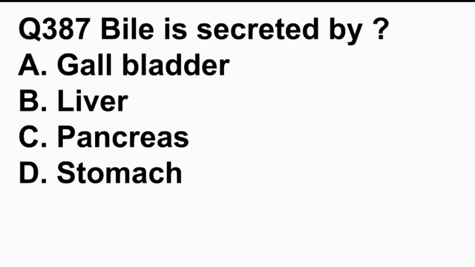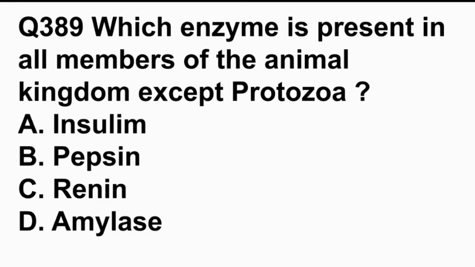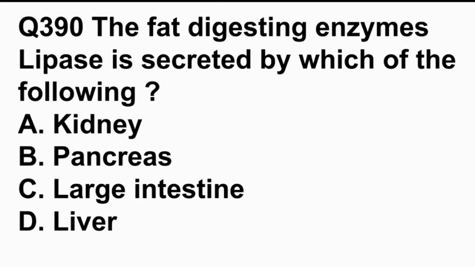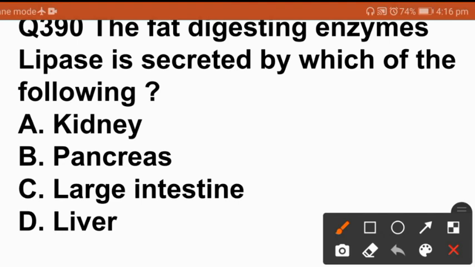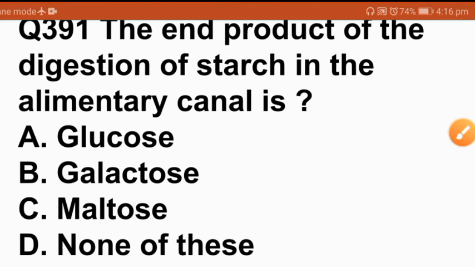A. Gallbladder. Which of the following group of organisms digest their food before it actually enters the organism? B. Bacteria and fungi. Which enzyme is present in all members of the animal kingdom except protozoa? D. Amylase. The fat digesting enzymes lipase is secreted by which of the following? B. Pancreas. The end product of the digestion of starch in the alimentary canal is A. Glucose.